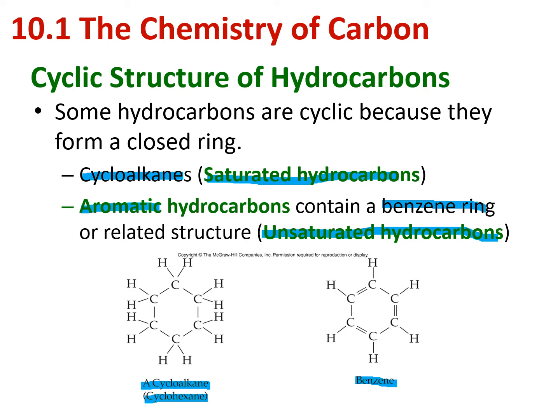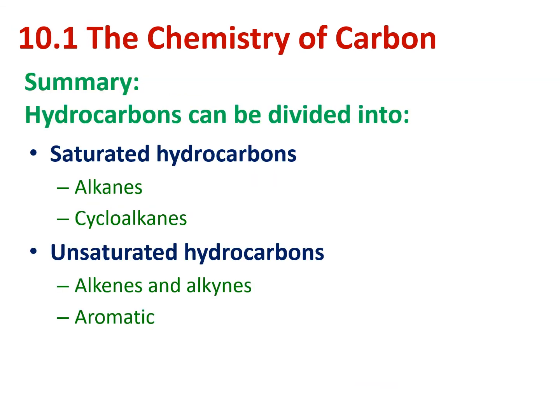So as a summary, these hydrocarbons can be divided into two main groups: saturated hydrocarbons, which include the alkanes and cycloalkanes if they are cyclic in nature, and the other variety, the unsaturated hydrocarbons, which have double or triple bonds in them. These include alkenes, which have a double bond, alkynes, which have triple bonds, or aromatics, which are ring structures having double or triple bonds in them.